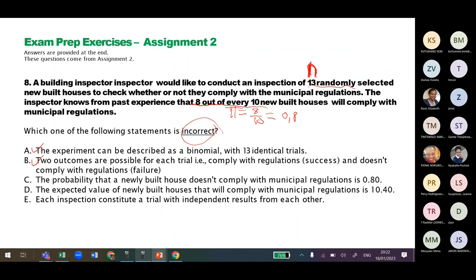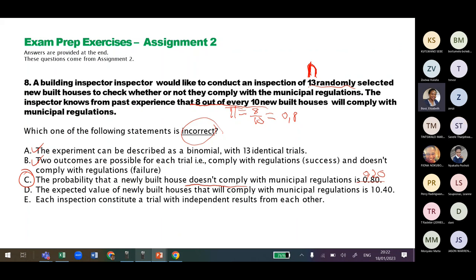Number C, the probability that a newly developed house doesn't comply with the municipal regulation is 0.8. Is that correct? What is a complement of a success? It's a failure, right? That question is asking you to calculate the probability of a failure. Does not comply. If our success is 0.8, therefore, the failure will be 0.2, because 1 minus 0.8 will be 0.2. So that is incorrect. That is the incorrect statement.